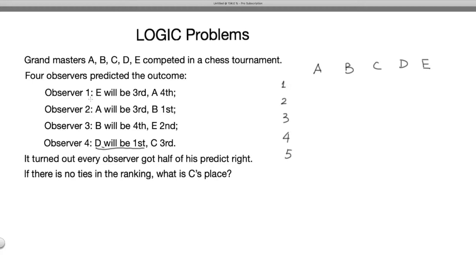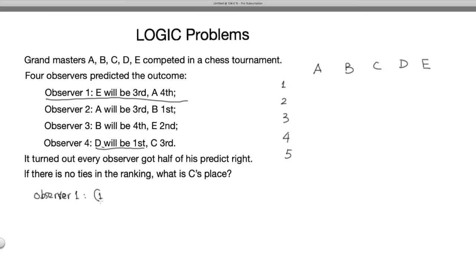It really does not matter which observer we start with. Sometimes it turns out to be simpler if you make assumptions from one observer, but let's just use observer 1. So we're going to assume in observer 1's statement, there are 2 parts: E will be third, A is fourth. And we know that every observer, including observer 1, got half of his predictions right. So there are only 2 cases.